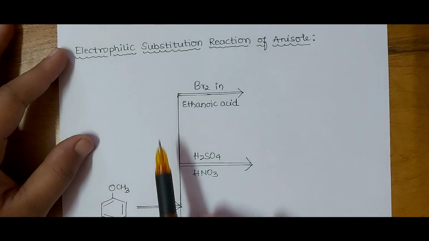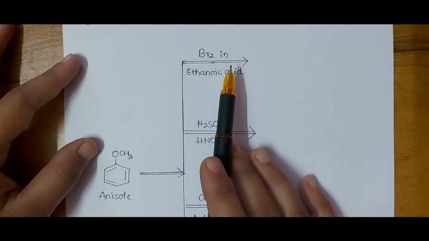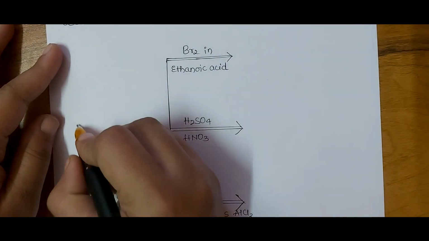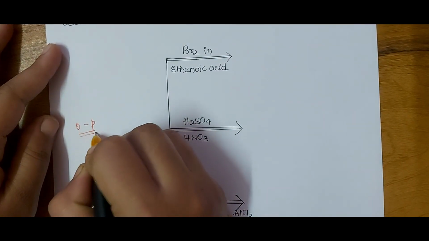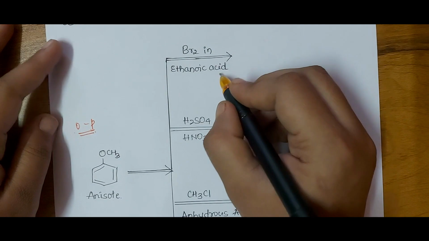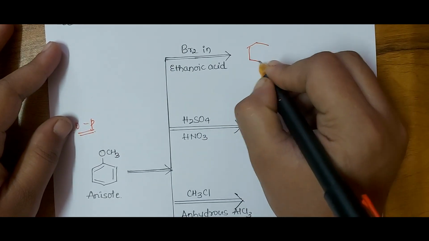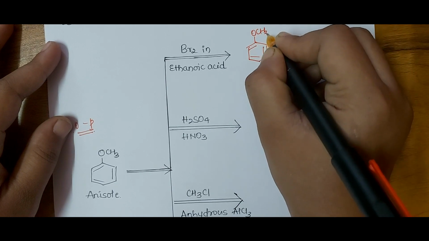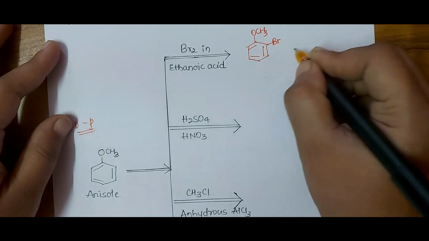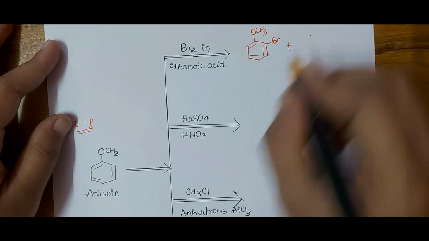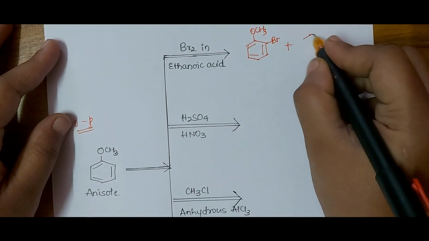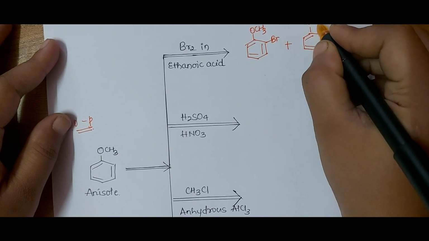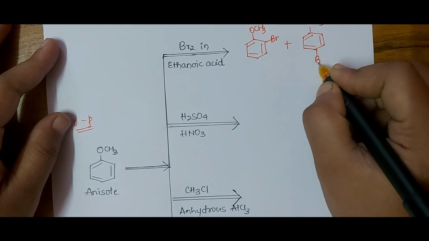Next, we'll consider the last part of reactions here, that is electrophilic substitution reactions of anisole. Anisole is an ortho-para directing group, so you get a mixture of ortho and para products. First we'll see bromination, that is Br2 in ethanoic acid. It's also important for 2 marks. When anisole reacts with bromine, it results in the formation of ortho-bromoanisole and para-bromoanisole.